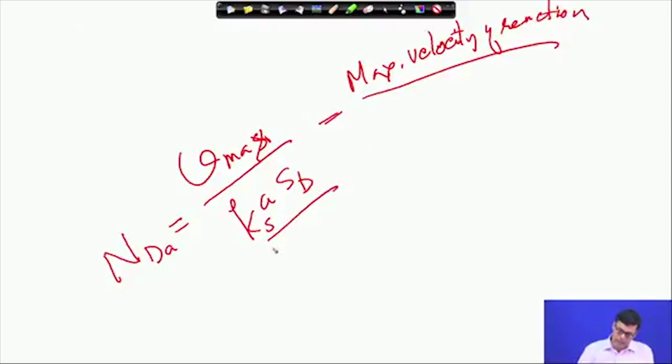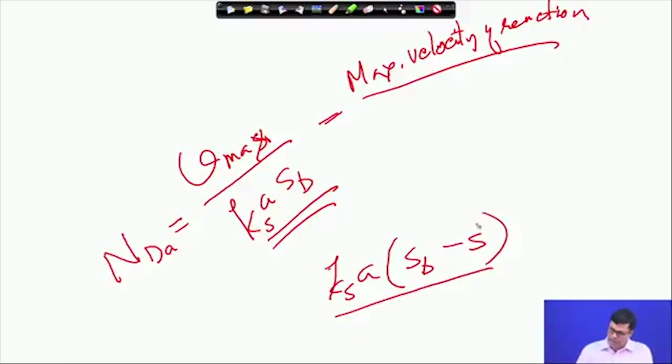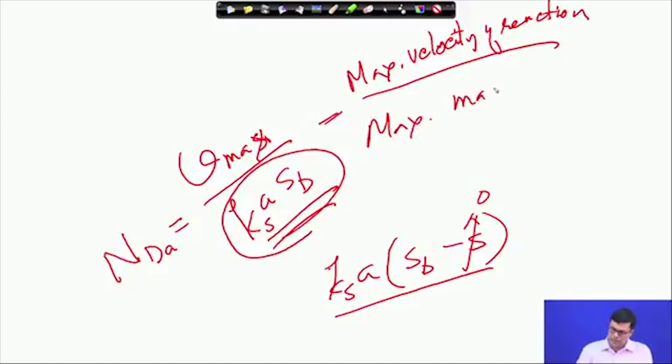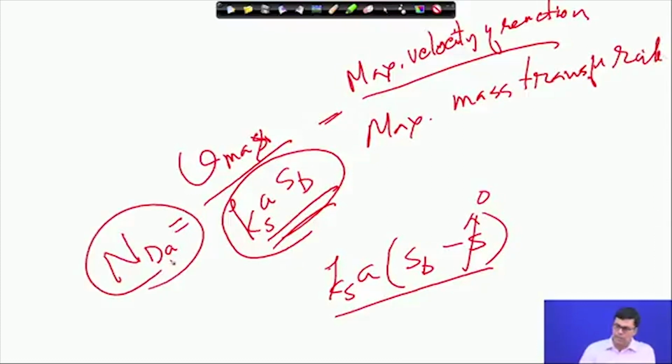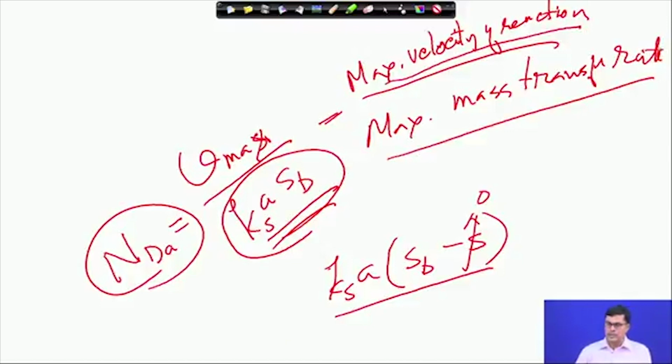Now, what is the rate of mass transfer? The rate of mass transfer equals Ks A (Sb minus S). And when will it be maximum? When S will be equal to 0. So, this is the maximum mass transfer rate. Am I right? So, the Damkohler number is nothing but the ratio between the maximum velocity of reaction and the maximum mass transfer rate. That is how we can define this.